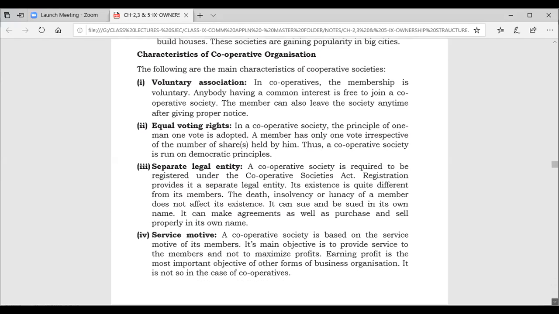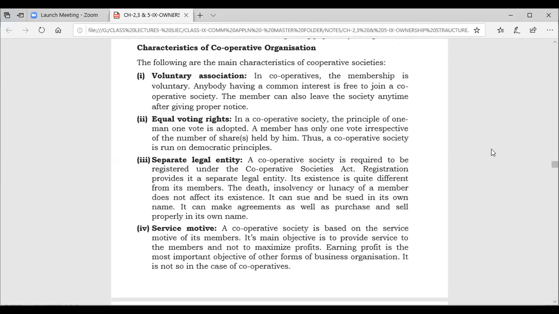Now, let's discuss the characteristics of cooperative society. It's a voluntary association. Why is it called voluntary? Because any person can join this type of organization or society on his own will, and they can leave the society anytime after giving proper notice. It's a voluntary association.